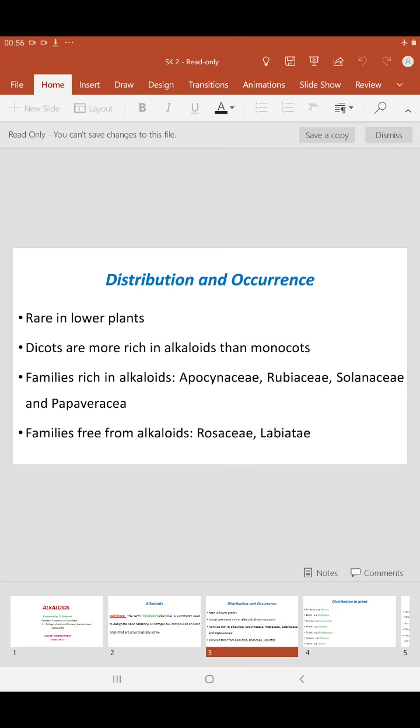Next point, families rich in alkaloids. That means alkaloids are richly present in the Apocynaceae, Rubiaceae, Solanaceae and Papaveraceae families. Next, families free from alkaloids are Rosaceae and Labiatae. These two families have an absence of alkaloids. And also, alkaloids are richer in dicot plants than monocots. That means it's more rich in dicot plants only.